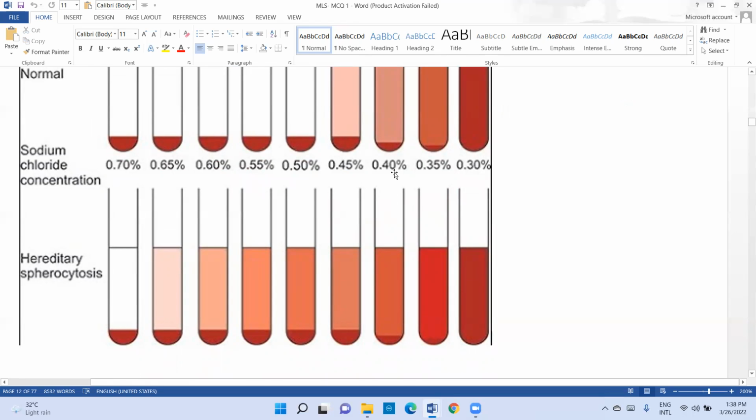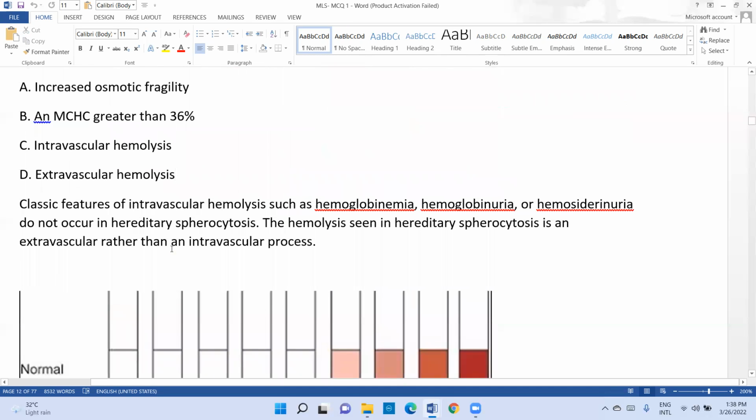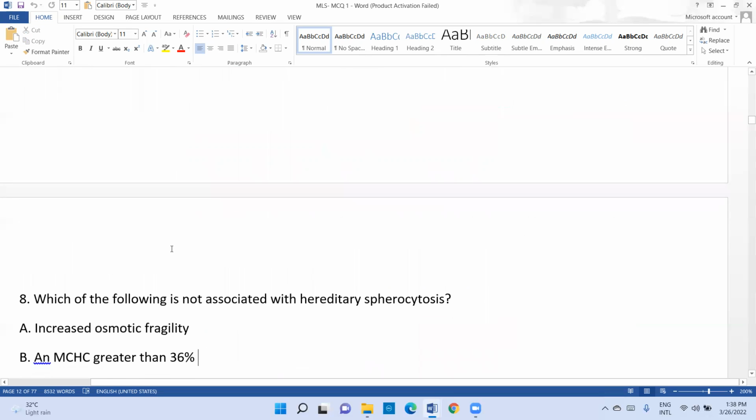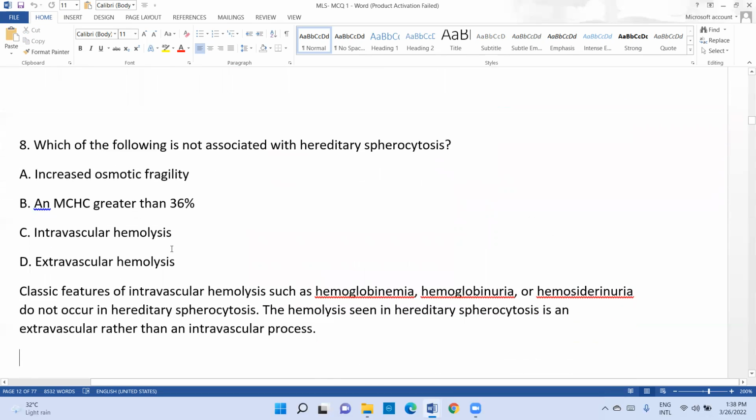So in hereditary spherocytosis, it starts here. So very easily red cells are broken because they are in round shape. So we go to the question, which of the following is not associated with hereditary spherocytosis? Increased osmotic fragility? True. Not associated. So this is not the answer.